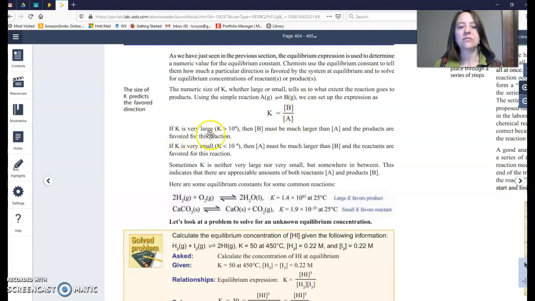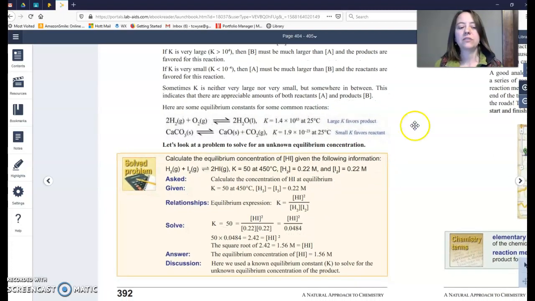So if K is very large, which means it's greater than 10,000, that means the concentration of the products must be much larger than the concentration of the reactants, and the products are favored for the reaction. So we have a lot more products than we have reactants at equilibrium. And if K is very small, if it's less than 10,000th, that means A is a lot bigger than B, and that means the reactants are favored for this reaction.